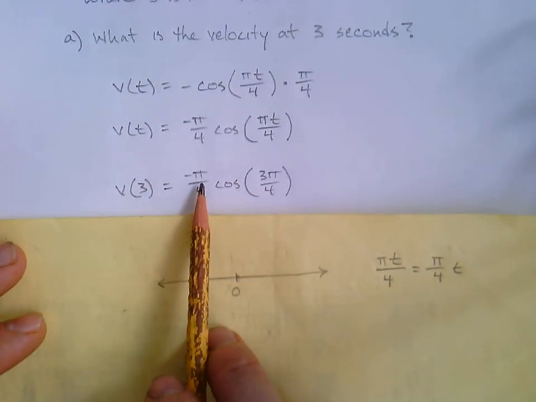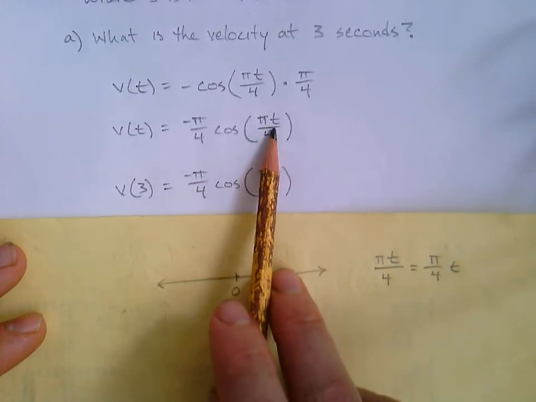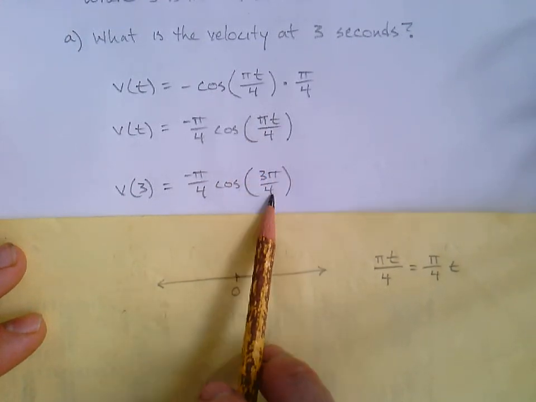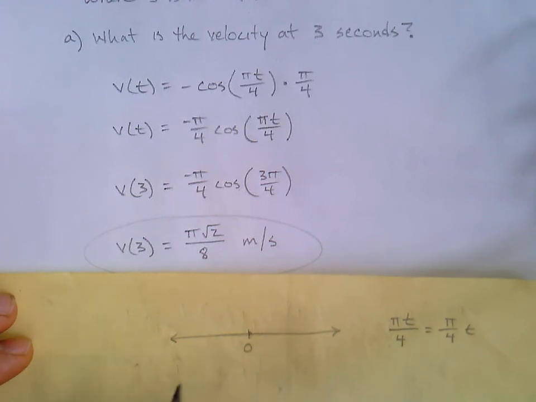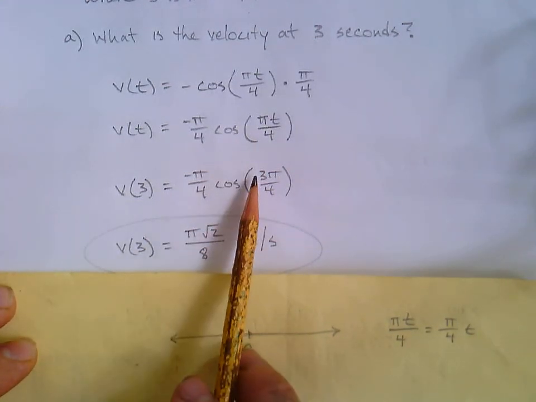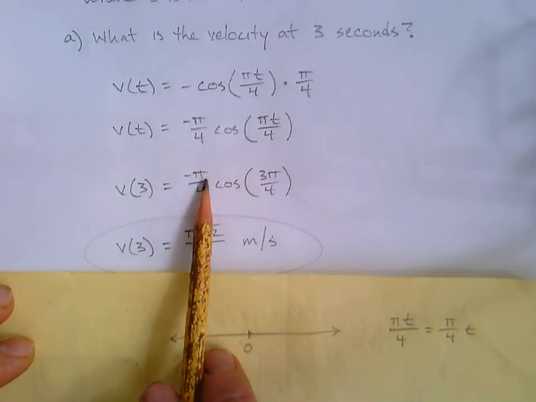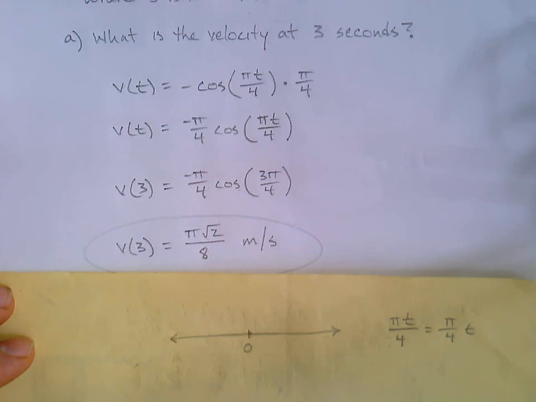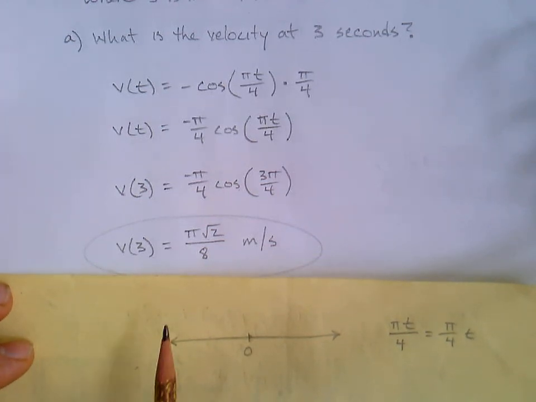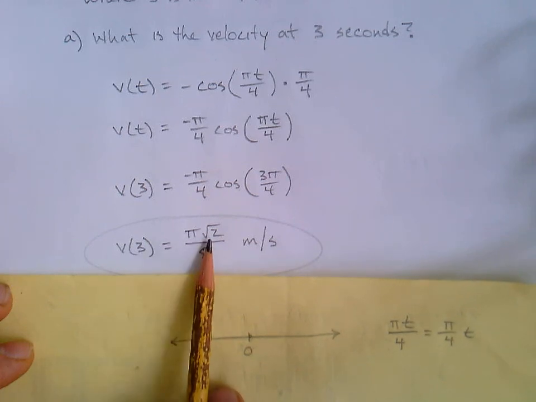v of 3 is negative pi over 4 cosine, and if the t is a 3, let's just call it 3 pi over 4. Cosine 3 pi over 4 is negative root 2 over 2. And so the negatives would cancel, and we get pi times root 2, and the 4 times 2 gives you 8. We're just going to leave it like that. That's the exact velocity, pi root 2 over 8.